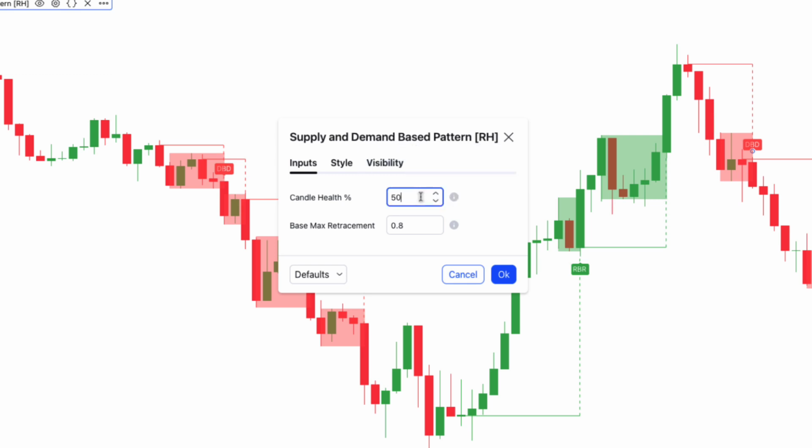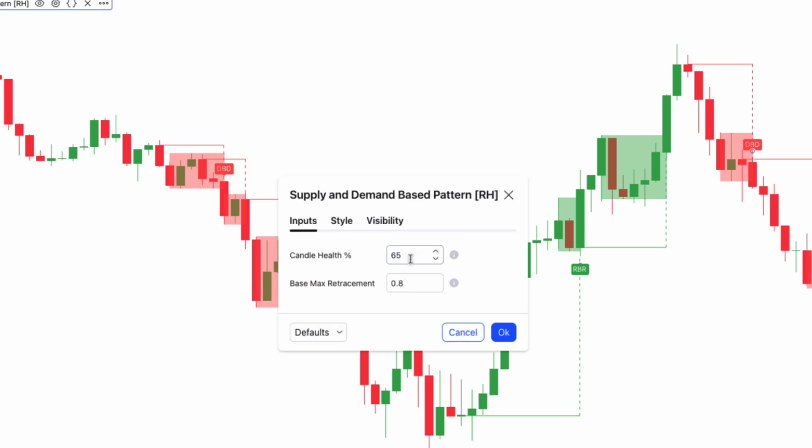For the trading strategy we're focusing on today, we need to dial up candle health to 65. This is a finely balanced figure that allows us to capture significant patterns without compromising on reliability.